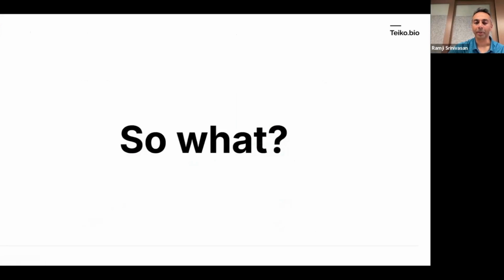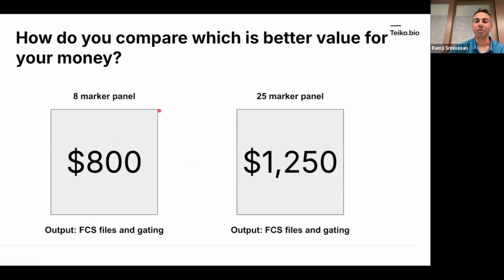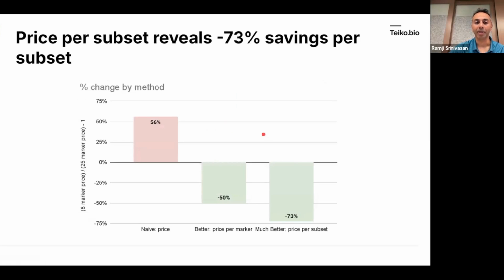So what? Why would a drug developer care about any of this? If you remember, the original task is to compare which of these is better value for your money, and there are different ways to do that. So let's plot that out. If you look at these different offerings, on the x-axis, you've got the naive way, the better price per marker, and the much better price per subset. On the y-axis, you've got the 8-marker price divided by the 25-marker price minus 1. So again, this is price depending on the method. First, the naive way, the $800 offering looks a lot cheaper than the $1,250 offering. So this one seems like a better value, but the calculus is almost completely inverted as you look at price per marker. And then as you get to price per subset, the calculus gets even better.